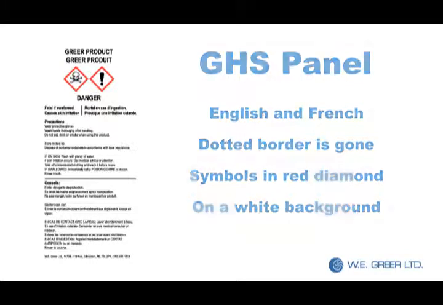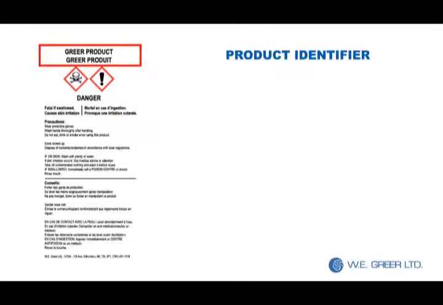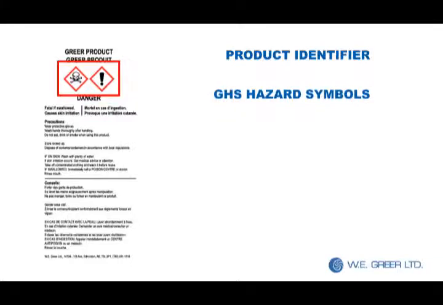There are 6 parts to a supplier WHMIS label. The product identifier is the brand name, chemical name, generic name, or trade name of the product. Note that the name placed here must match the safety data sheet. Then we have the GHS hazard symbol or symbols, and the signal word, which alerts the person to a potential hazard and indicates the severity of the hazard.